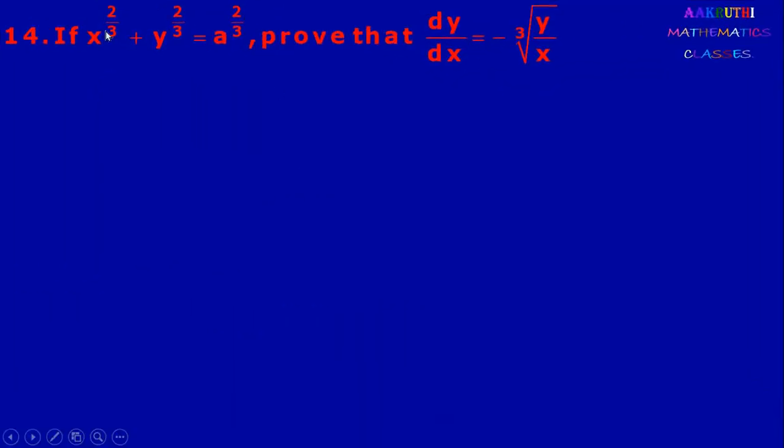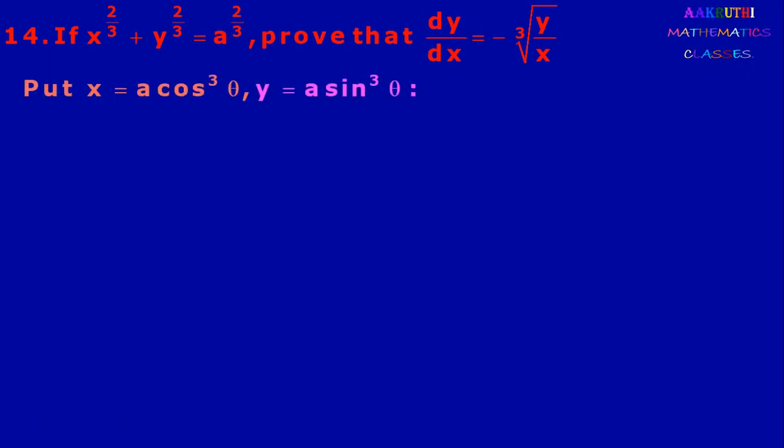So next problem, x to the power 2 by 3 plus y to the power 2 by 3 equal to a to the power 2 by 3. Prove that dy by dx equal to minus cube root of y by x. Now here directly we can prove without parametric differentiation. It is of the form x power n and here it is y to the power n. Directly we can differentiate and we can prove dy by dx equal to minus cube root of y by x. But here it is given using parametric differentiation you have to prove. So therefore here we have to substitute and you have to prove this.